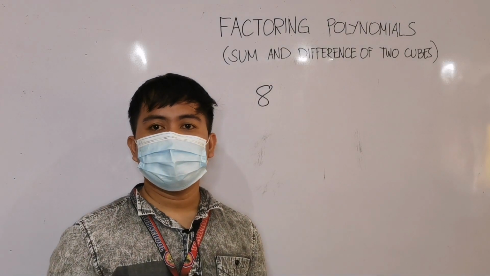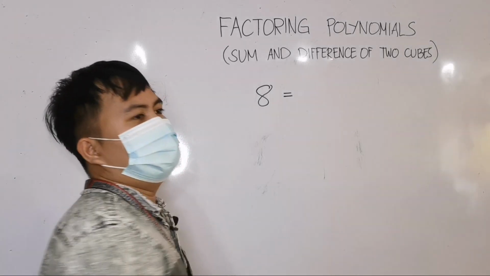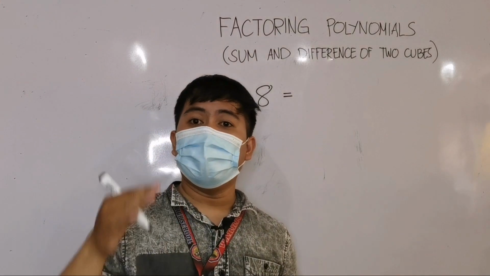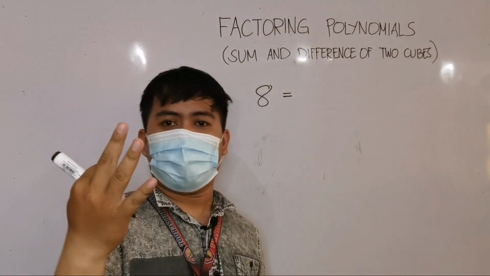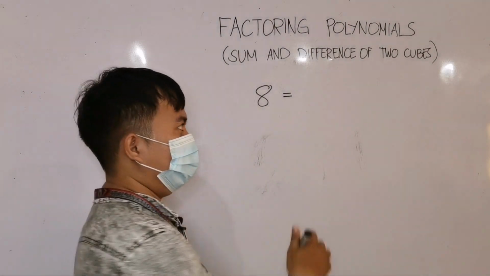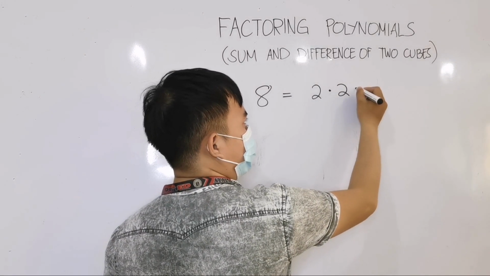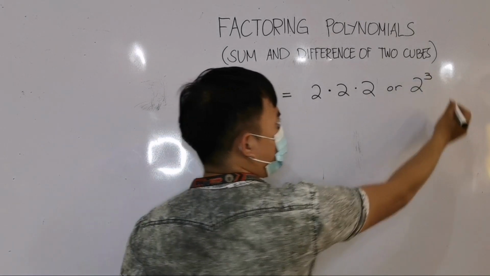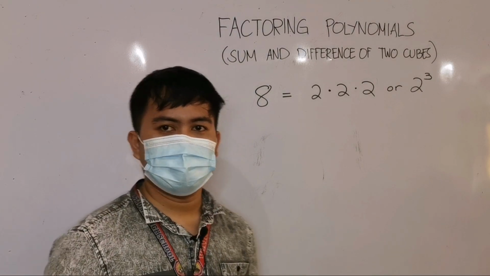Bakit? Dahil factors po ng 8, mag-iisip po tayo ng tatlong numero na magkakapareho at kung i-multiply natin yung tatlong magkapareho, yung product is 8. So, 8 is equal to 2 times 2 times 2, or pwede natin isulat 2 raised to the power of 3. Okay.